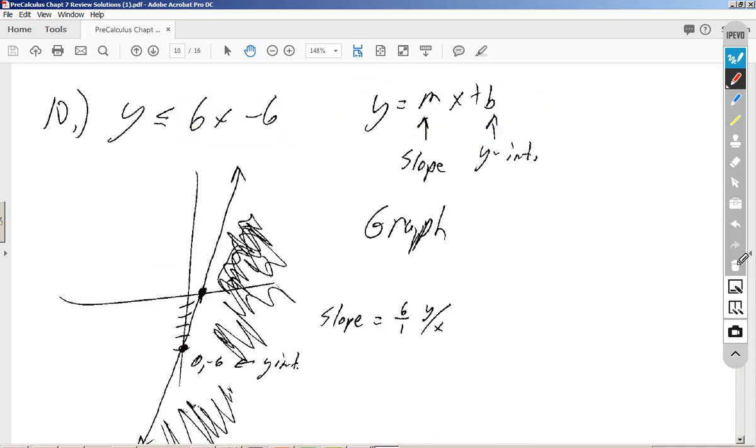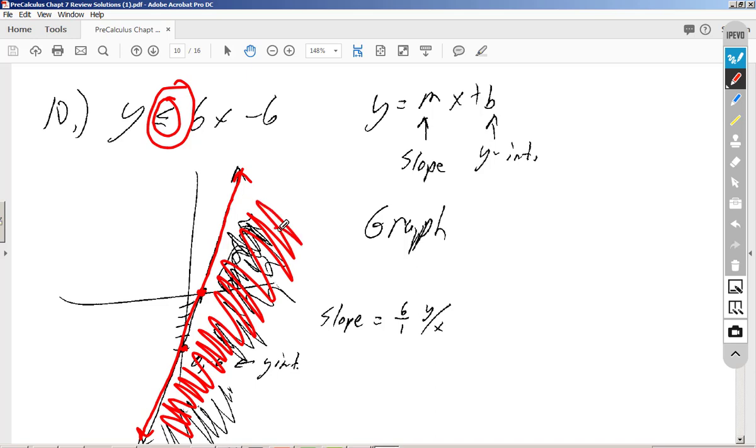So from my y-intercept, which is right here, 0, negative 6, I'm going to count up 1, 2, 3, 4, 5, 6, and over 1. Put another dot there. I check to see if it's dotted or solid. It's equal to, so that's going to be a solid line. And then it says y is less than that. So your lesser y's are below that line. And so that's what your graph will look like on number 10.